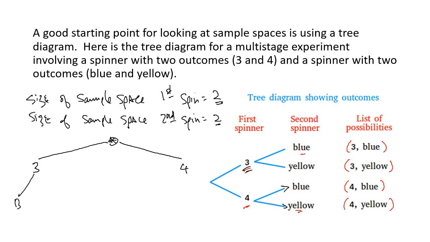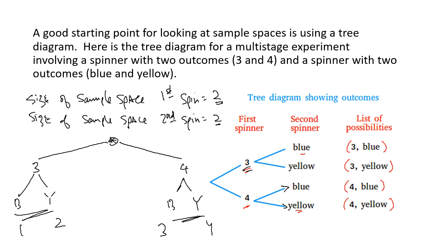I could get blue and I could get yellow. Now let's look at the other case. If I spin a 4 on the first spinner, then what could I get on the second spinner? And now as I start to separate these out, literally, students start to separate these out sort of cognitively, that the blue and the yellow here and the blue and the yellow here are very different outcomes. And I can go through and count 1, 2, 3, 4.